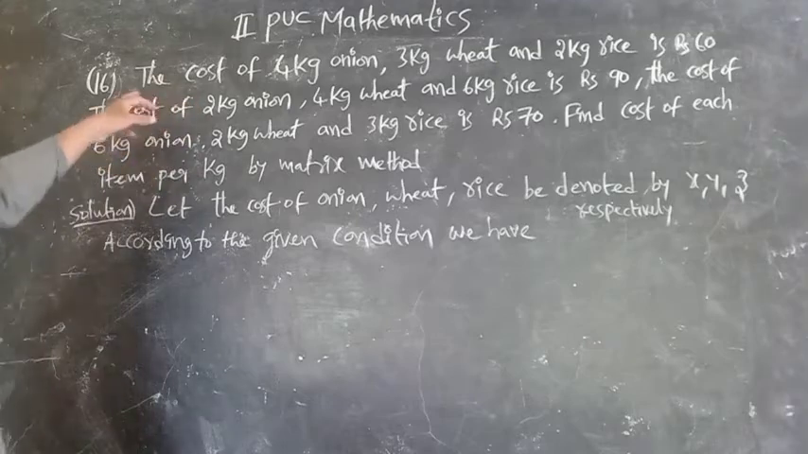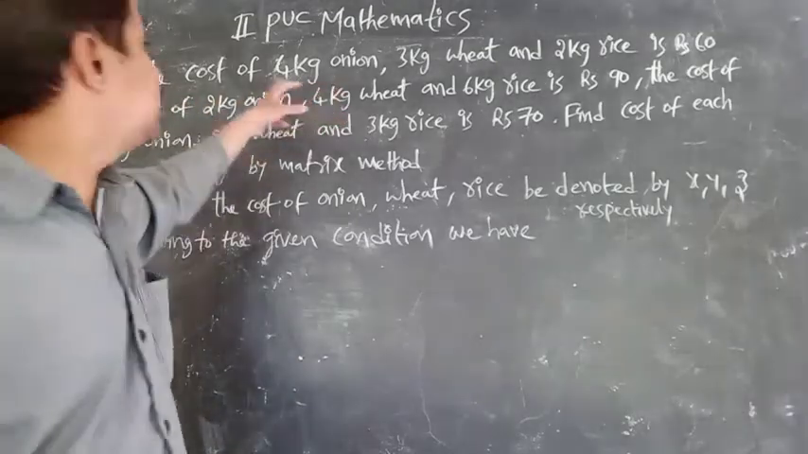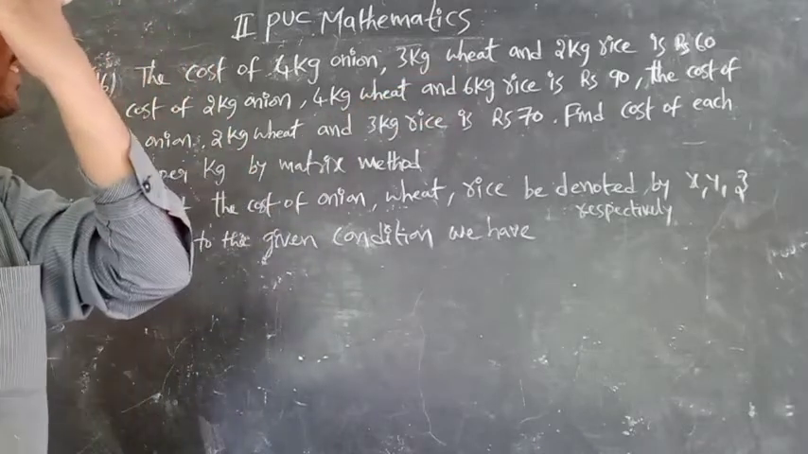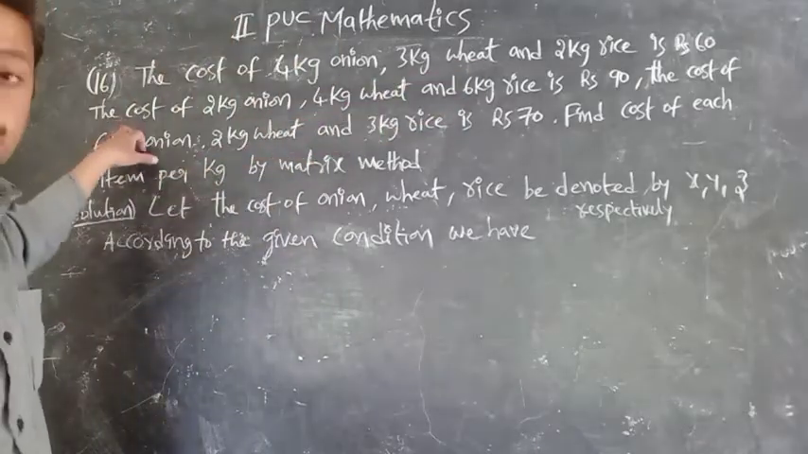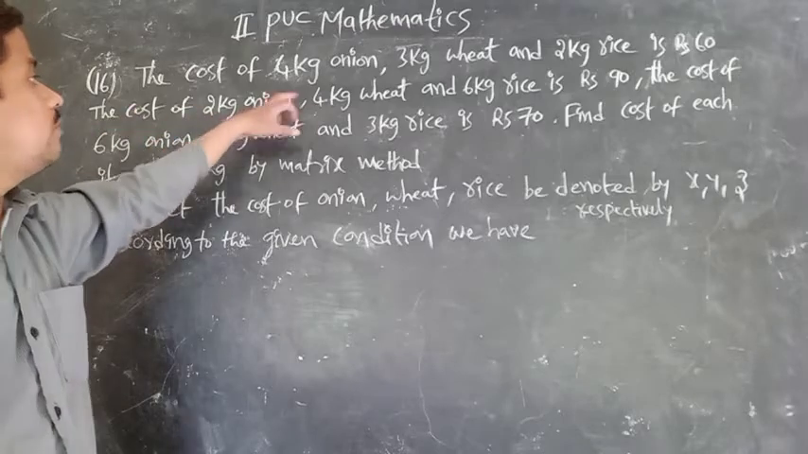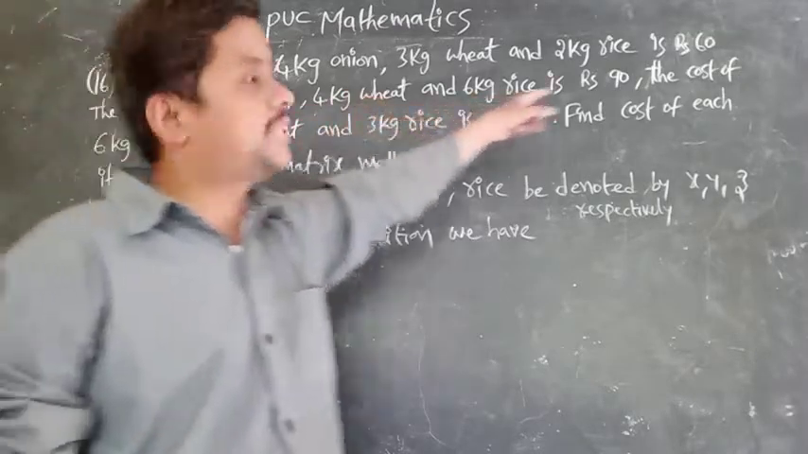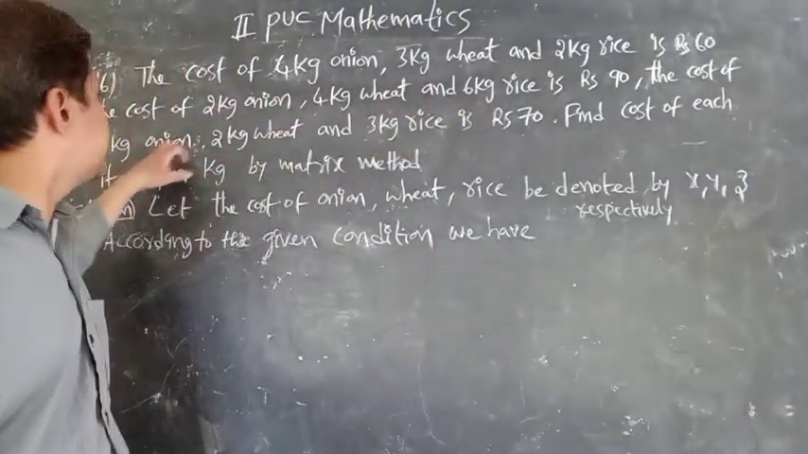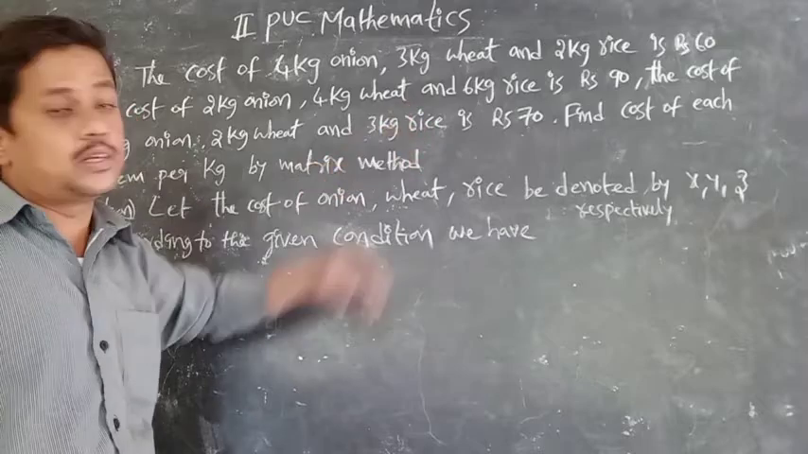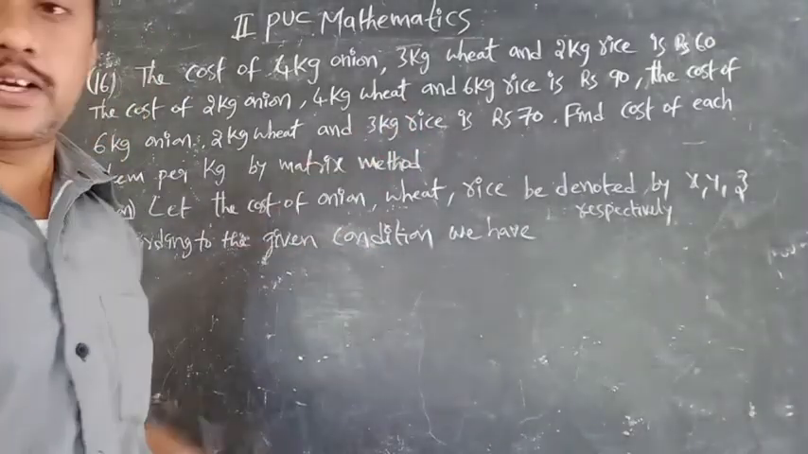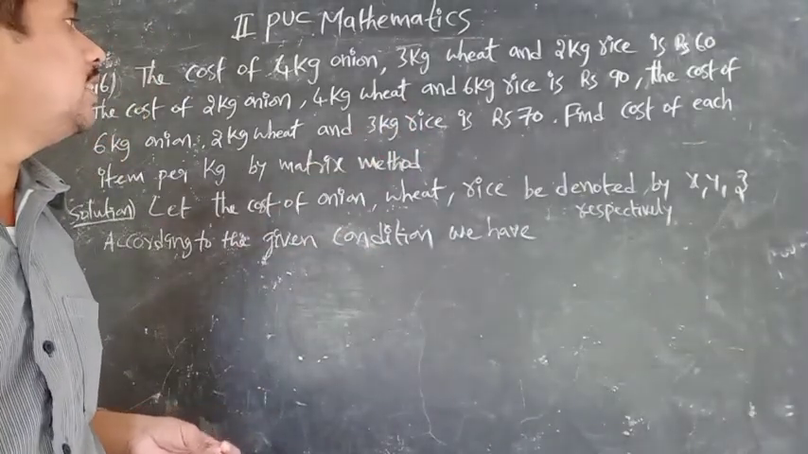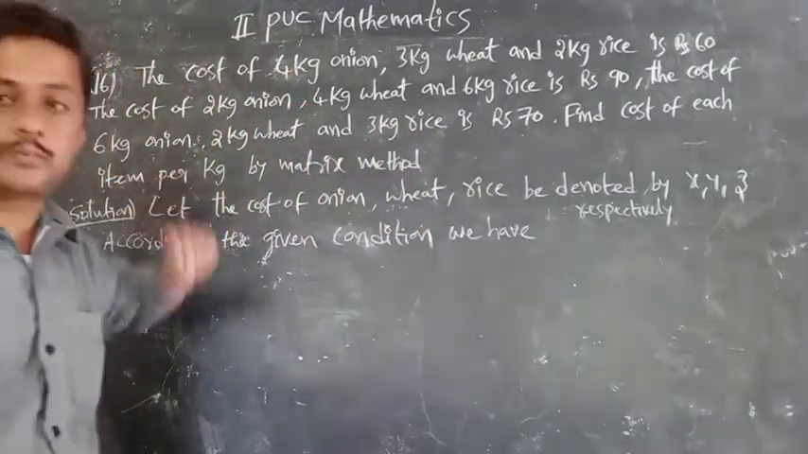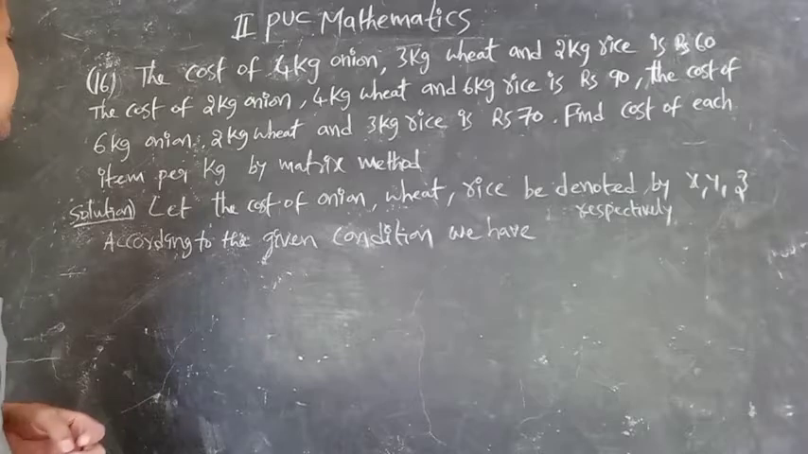This is a question. The cost of 4 kg onion, 3 kg wheat and 2 kg rice is 60 rupees. And second, the cost of 2 kg onion, 4 kg wheat and 6 kg rice is 90 rupees. Another scenario: the cost of 6 kg onion, 2 kg wheat and 3 kg rice is 70 rupees. Find the cost of each item per kg by matrix method.